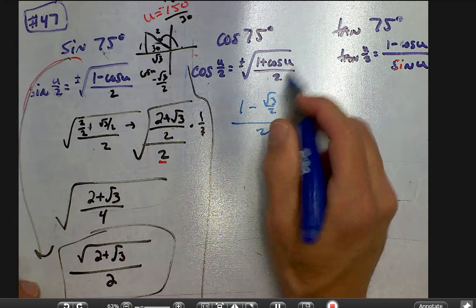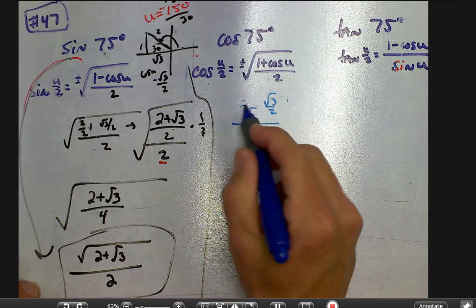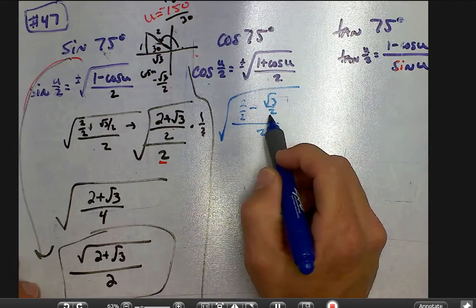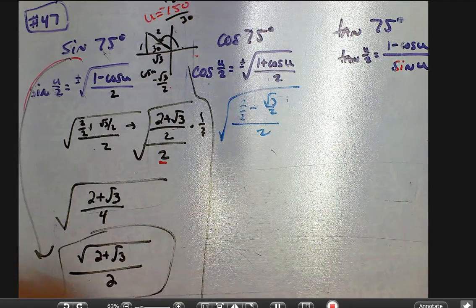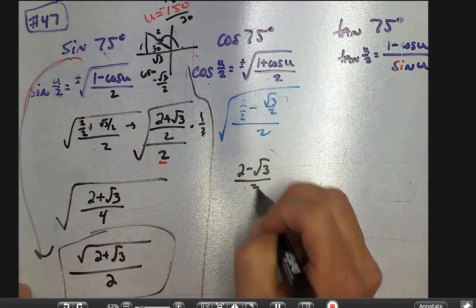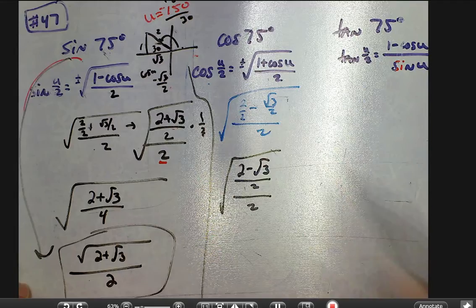I'm going to replace the 1 again with 2 halves. That way I can subtract the fractions on top. And that's going to give me 2 minus square root 3 over 2, all over 2 like this. I have to square root it.